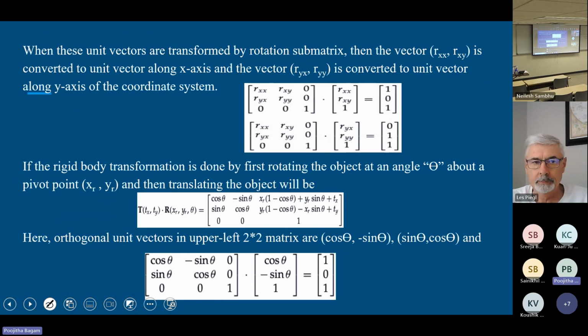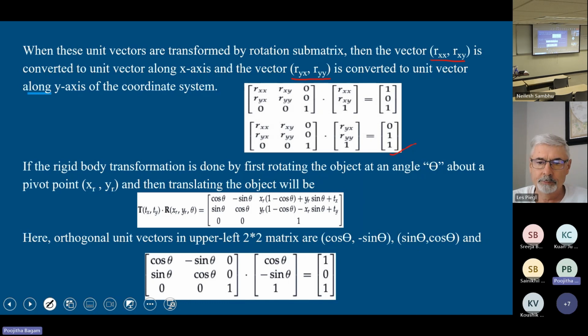And when these unit vectors are transformed by the rotation submatrix, then the vector Rxx, Rxy is converted to the unit vector along the x-axis, and the vector Ryx, Ryy is converted to the unit vector along the y-axis of the coordinate system. And that can be represented as shown here.